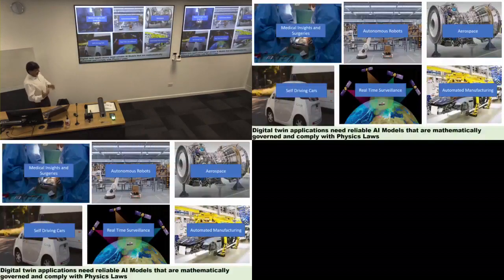Now, another thing that changed the whole landscape was the emergence of new applications. Most of the time you're probably aware of what's happening here, either surgeries or robotic operations or aerospace or automated manufacturing, surveillance or self-driving cars. So if we have to create a digital twin, obviously we need an AI model. That AI model is not just relying on simple data streams. Rather, we need to build something that could be governed mathematically and should also comply with physics laws as well.